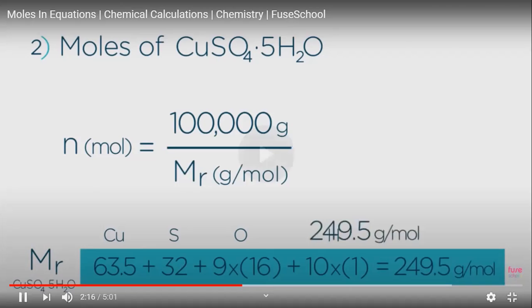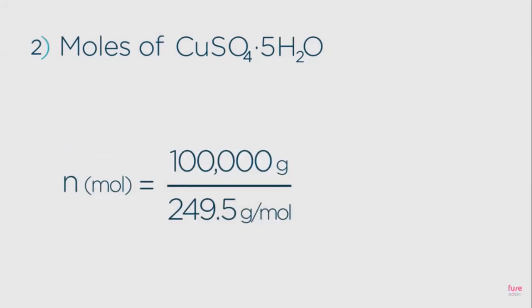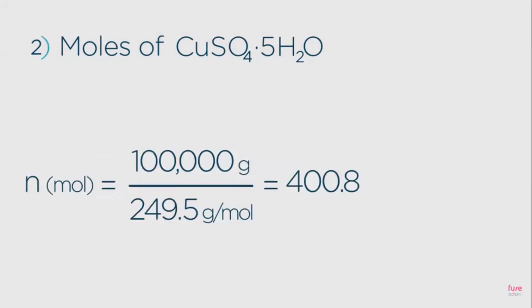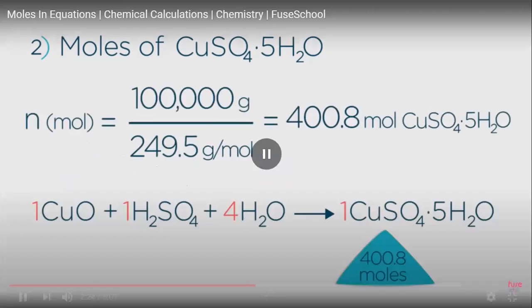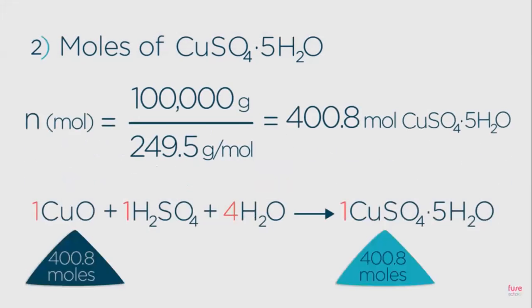Okay, Mari. 100,000 divided by 249.5 equals 400.8 moles. So by this way we can calculate the number of moles of copper oxide that will react with this sample of compound, the number of moles of copper oxide we need to add to the acid.